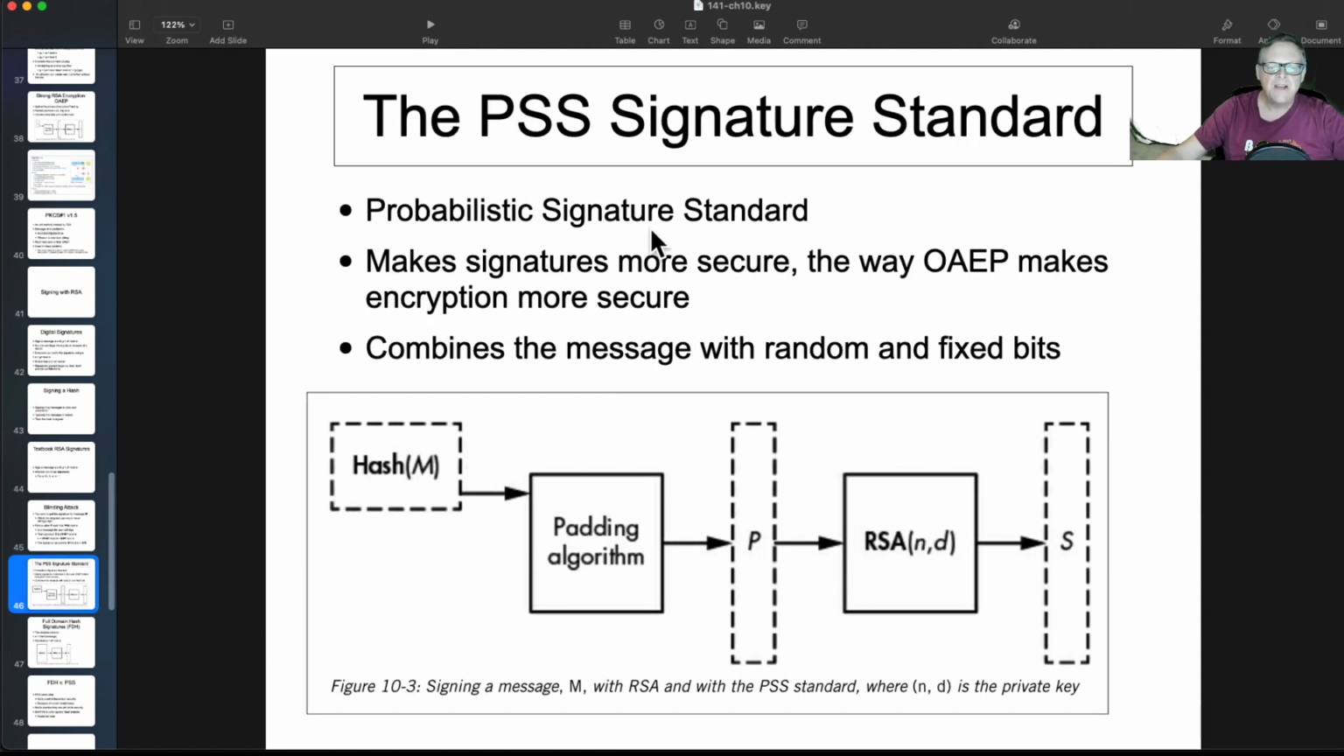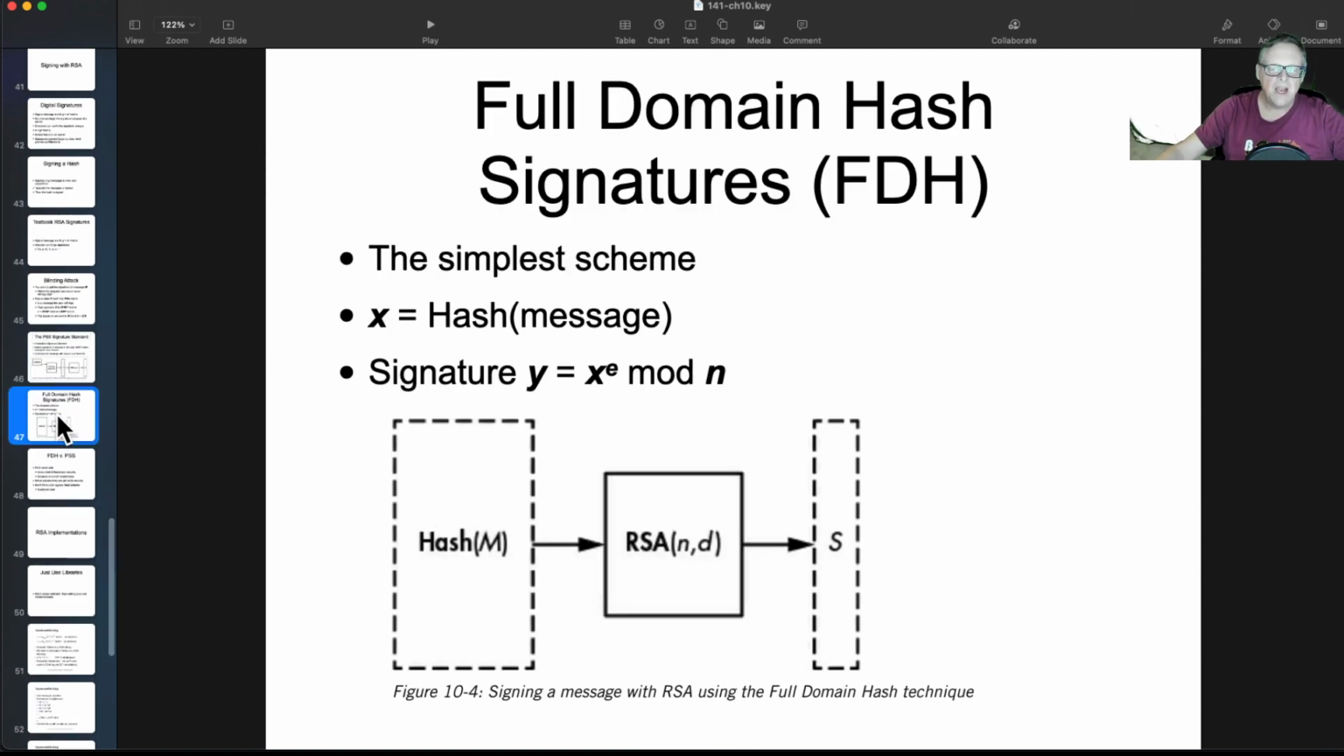there's a better standard here, the probabilistic signature standard. This is the recommended one, like OAEP makes encryption more secure. What this does is it takes the hash and mixes it with a padding algorithm that combines it with random and fixed bits again, so that you can't just take two messages and combine them together to make what you'd get to sign.